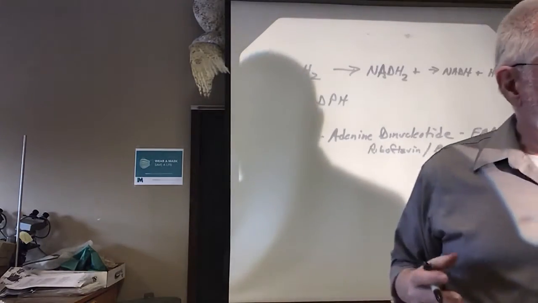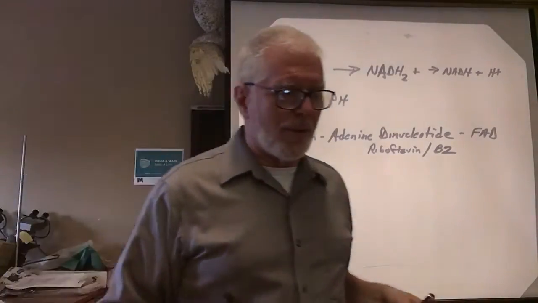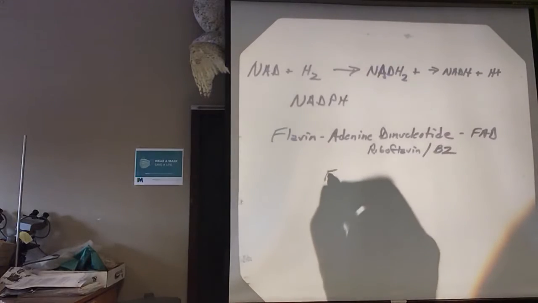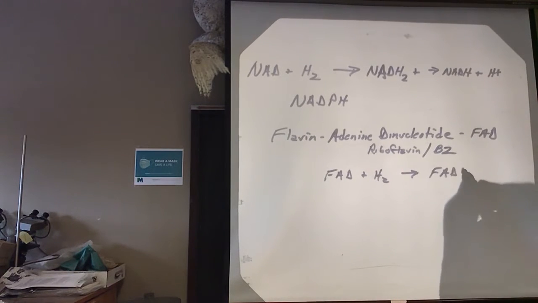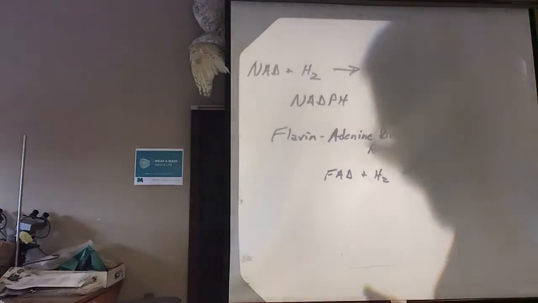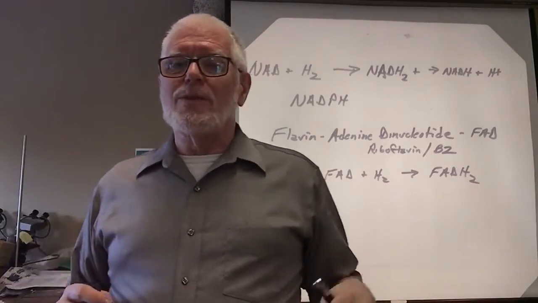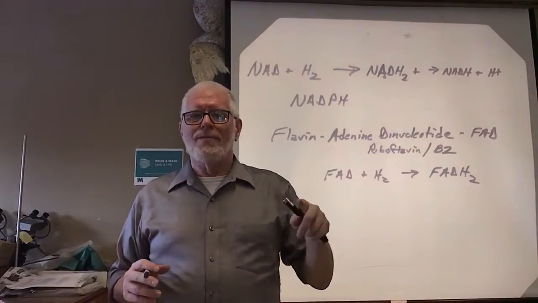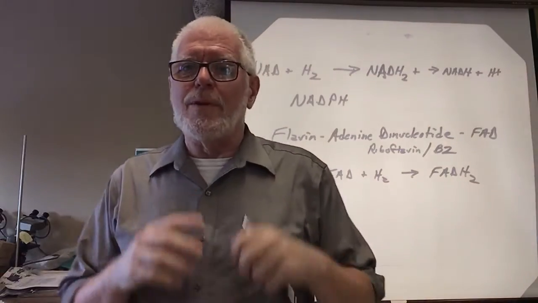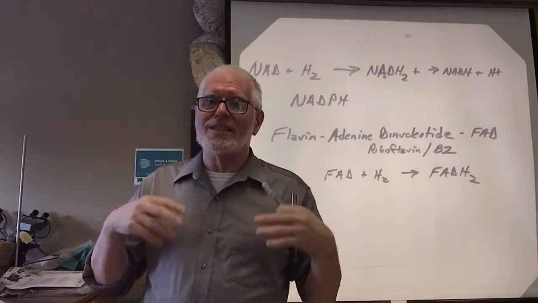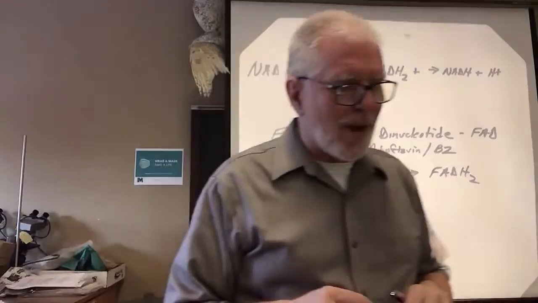FAD, flavin adenine dinucleotide, is another one. It's also considered a vitamin, riboflavin, or B2. It's a little bit more of a straight carrier. The hydrogens are going to pull some electrons with it. It's going to move the hydrogens around. So FAD plus H2 gives you FADH2, and it takes the hydrogens usually to some place where they're going to be run through a membrane-bound processor and generate a bunch of ATPs. That'll come up later as well.